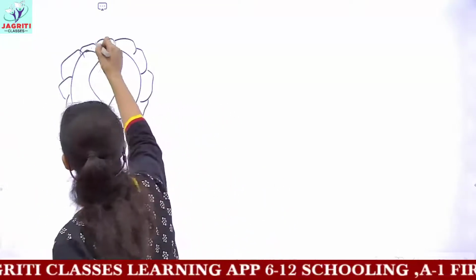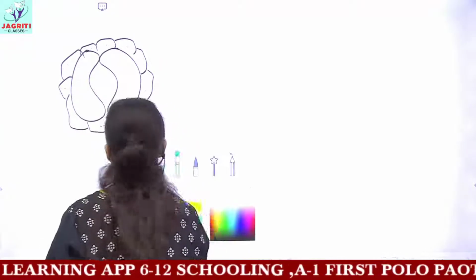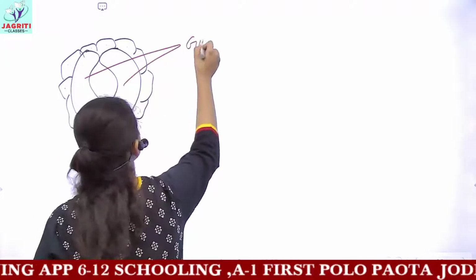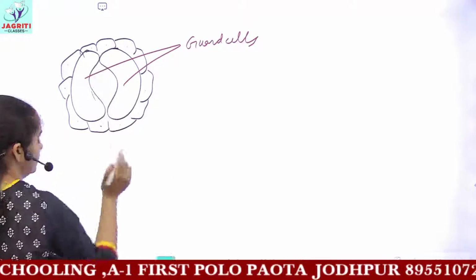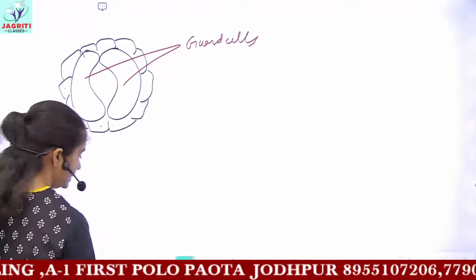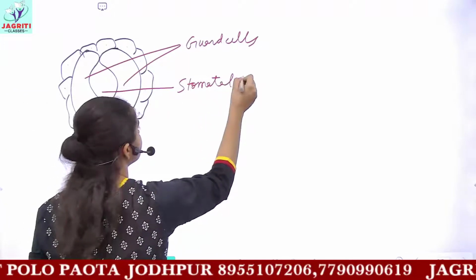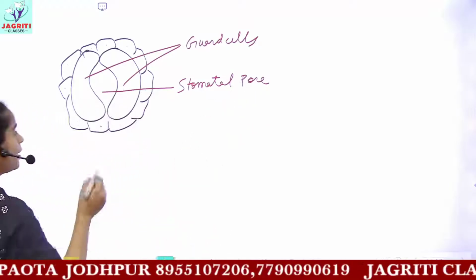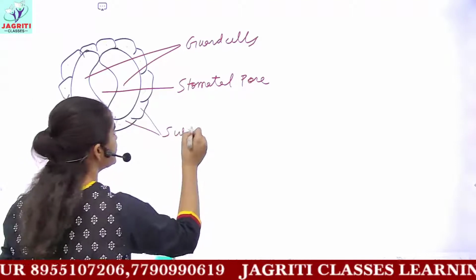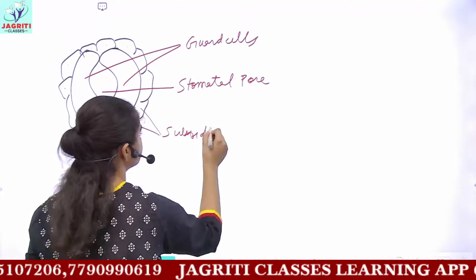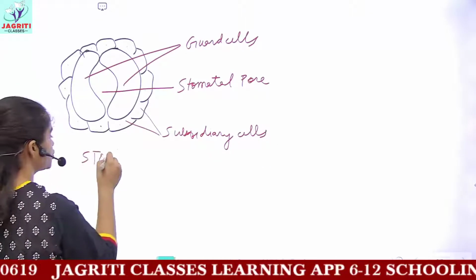So this is what stomata somewhat looks like. These two cells are your guard cells. These guard cells enclose a pore, and this pore is called stomatal pore. Then next you have these cells which surround the guard cells. These are called subsidiary cells. So this is a diagram of stomata.